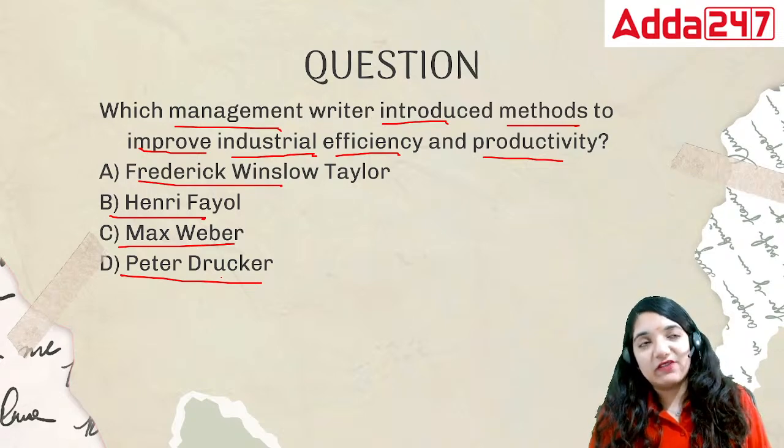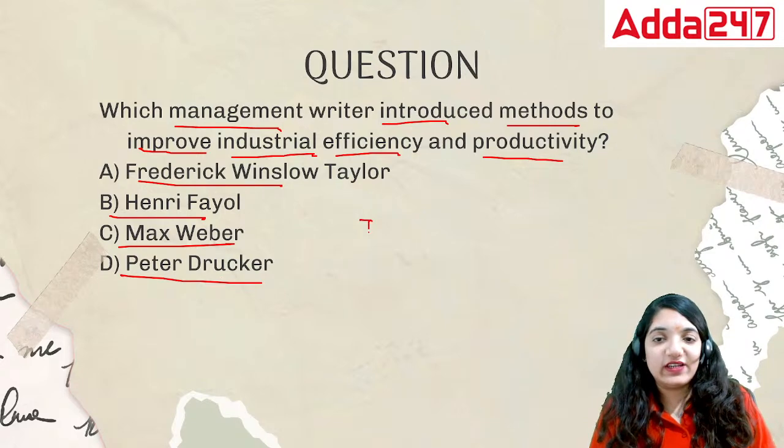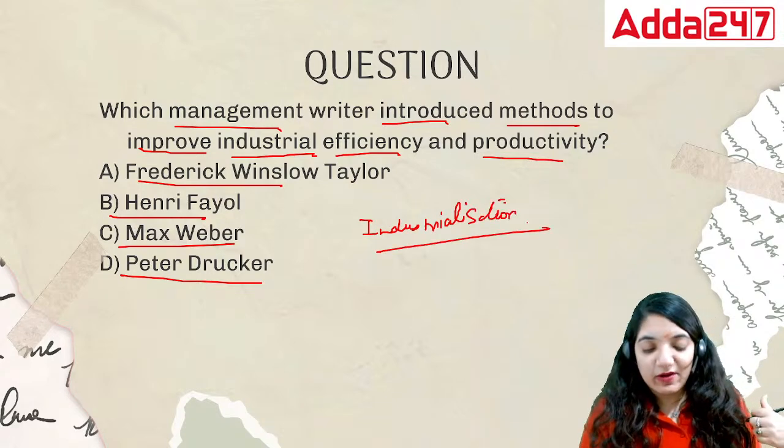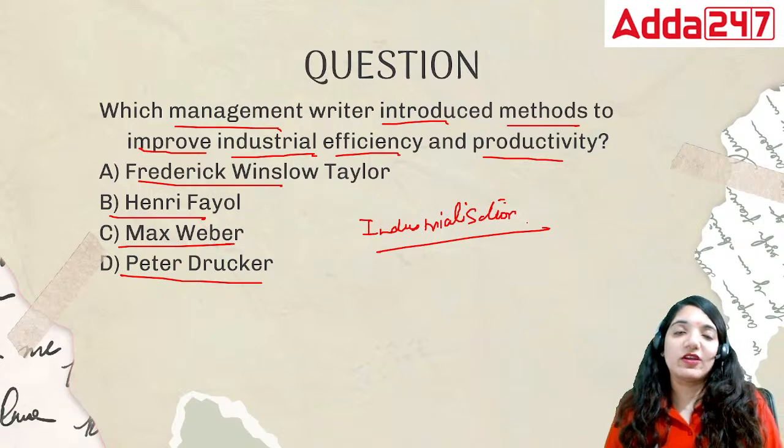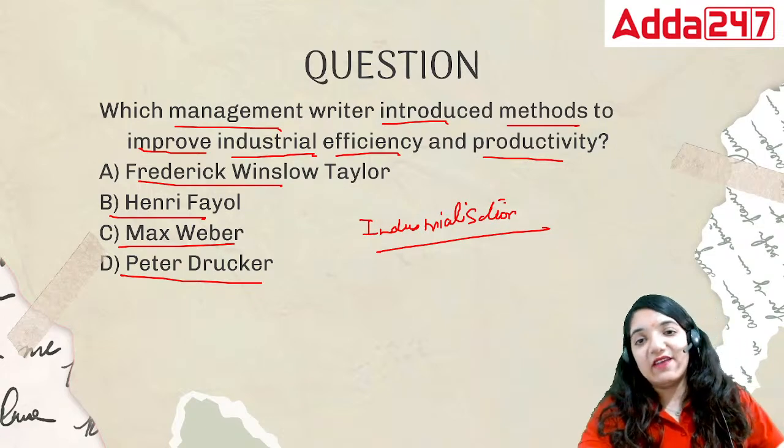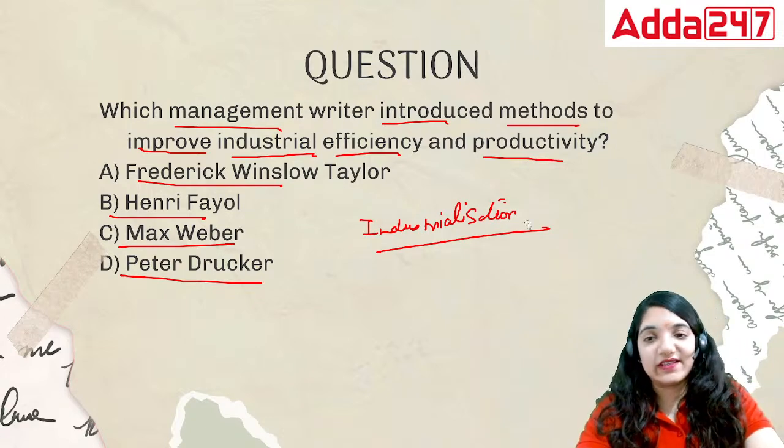Industrial efficiency is linked with the industrialization period. During this period, most of the philosophers were working towards productivity. They were talking only about how to increase productivity and efficiency. They were treating humans like machines at that point of time.